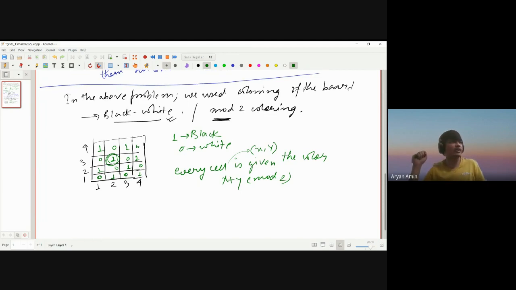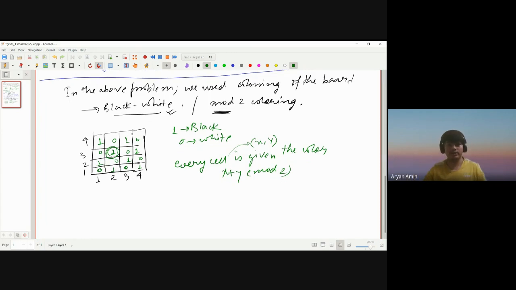So black and white coloring is basically a kind of mod 2 coloring, where you are going to use parity arguments. Parity is basically just mod 2. Does anyone have any questions regarding this interpretation of the black white coloring? No. Okay, then let's move on.